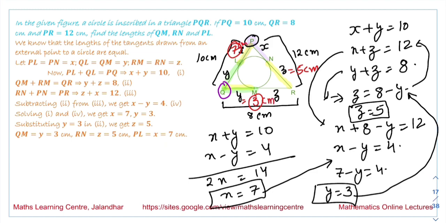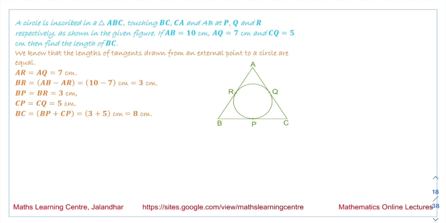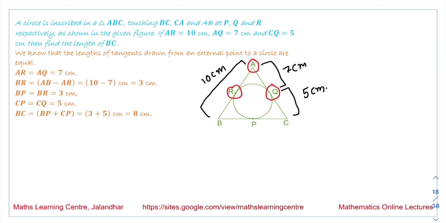Now in this next question, it is given that a circle is inscribed in a triangle ABC and the lengths of the sides are given to be: AB is 10 centimeters, AQ is 7 centimeter, and CQ is 5 centimeter. We have to calculate the length of BC. If we consider this point A, then AR and AQ are both tangents. It means this length AR will be 7 centimeter, both will be equal. If this length is 5 centimeter, then the length of PC will be 5 centimeter.